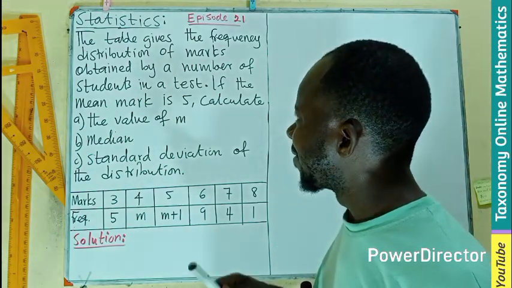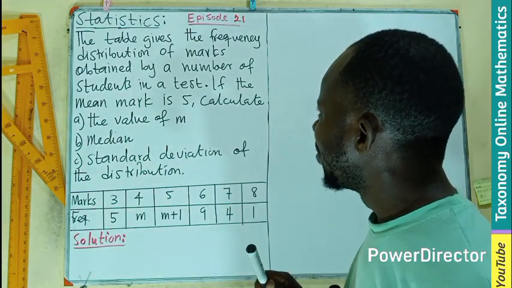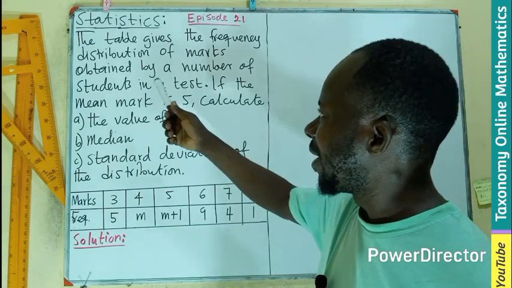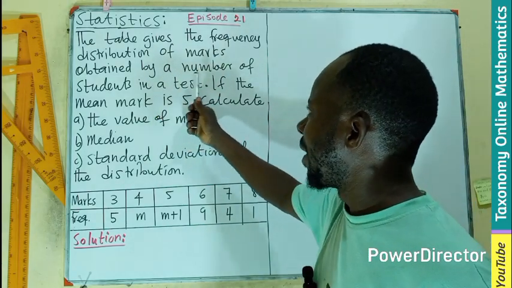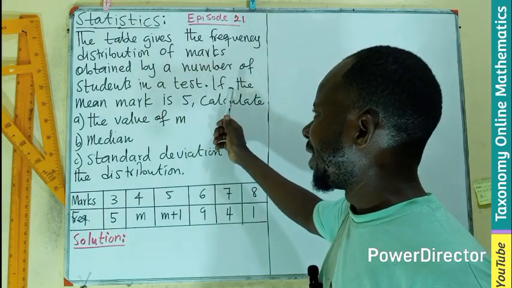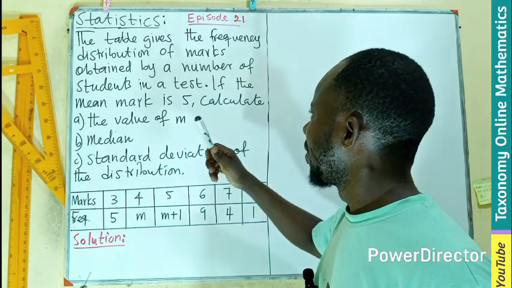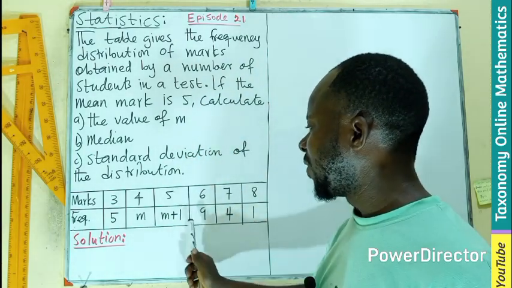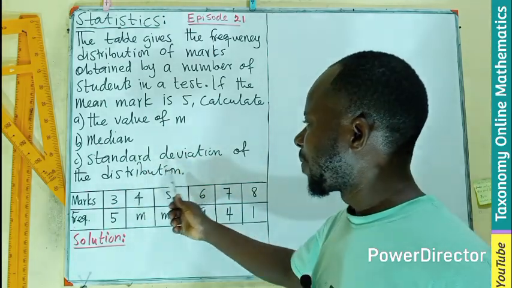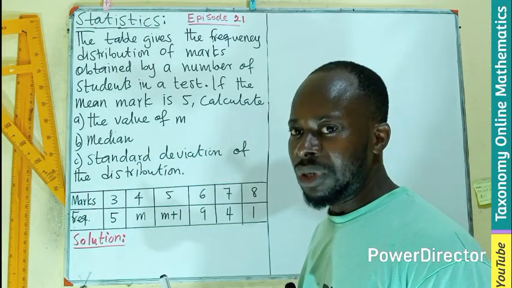So this question is: the table given below gives the frequency distribution of marks obtained by a number of students in a test. If the mean mark is given as 5, we have to calculate the value of m seen in the table, the median, and the standard deviation of the distribution.